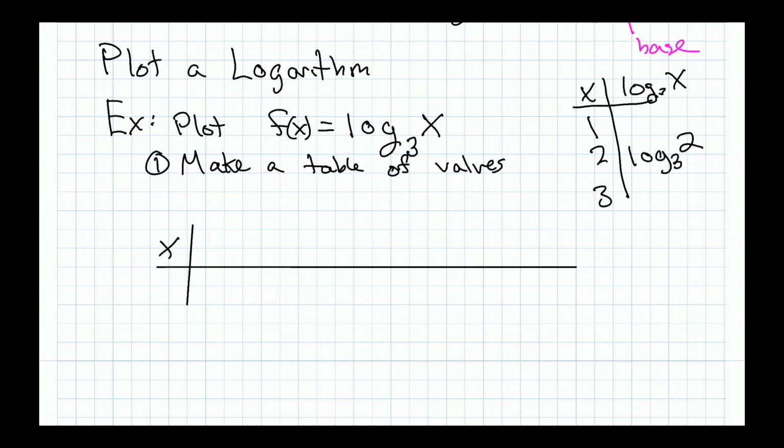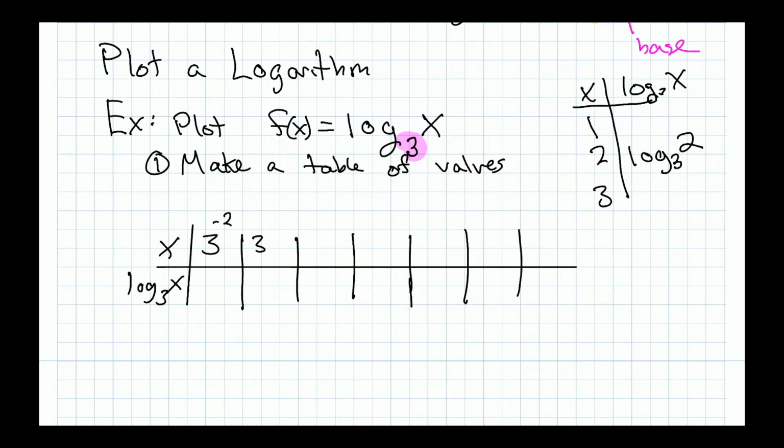Close enough. x log base 3 x. What you should do for your x values is choose them so that they're all powers of 3, right? Why 3? Because the base is 3. So what x values should I use? I should use 3 to the -2, 3 to the -1, 3 to the 0, 3 to the 1, 3 to the 2, 3 to the 3.